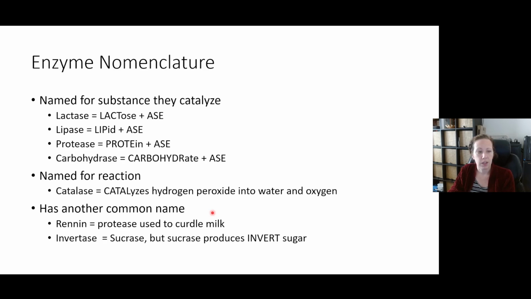Okay. Invertase just has another common name. Its regular nomenclature name is sucrase because it breaks down sucrose. But sucrase produces invert sugar, produces separately glucose and fructose. And so it is also called invertase because it produces invert sugar.